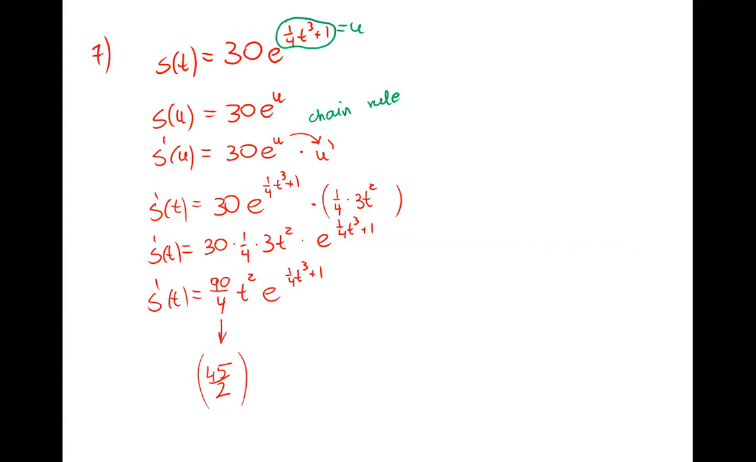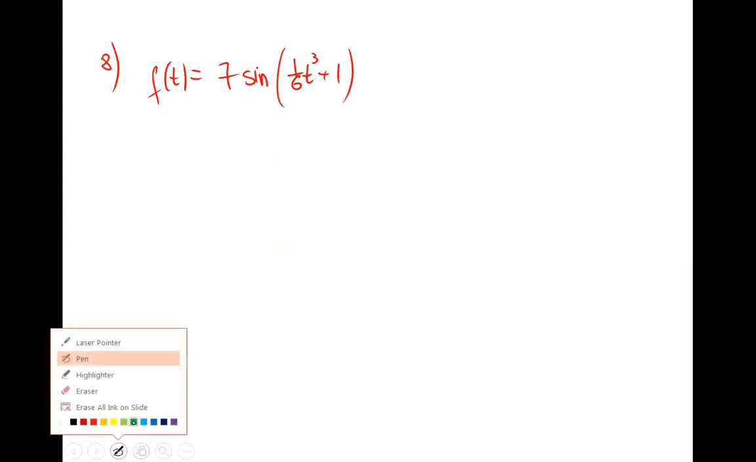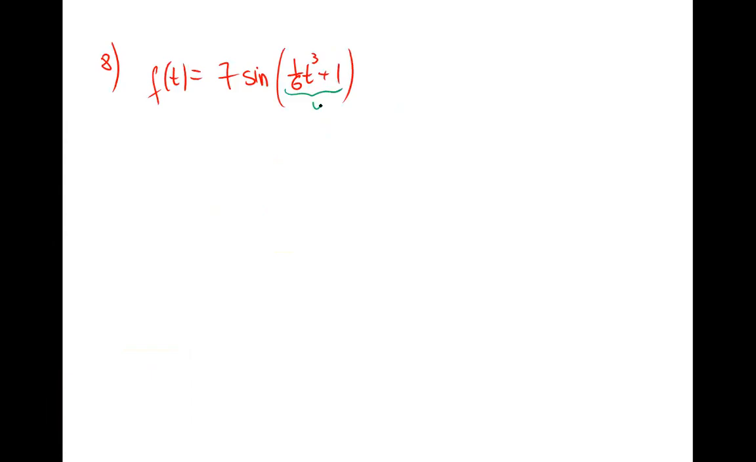Okay, function number 8, f of t equals to 7 sine of 1/6 t cubed plus 1. Okay, that means I have function sine, but I also see my u quantity. Chain rule will be applied. Chain rule.